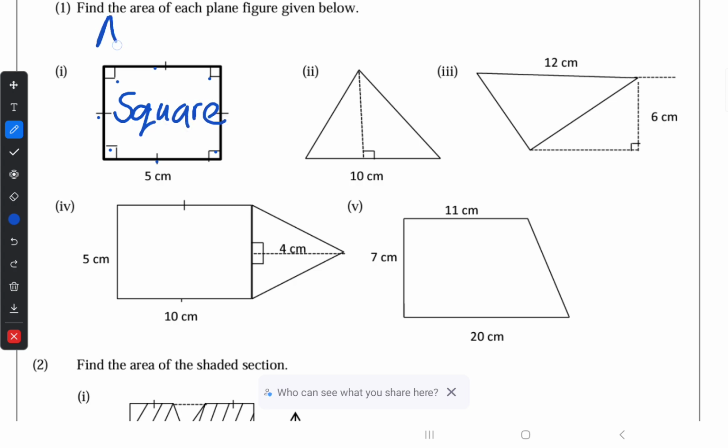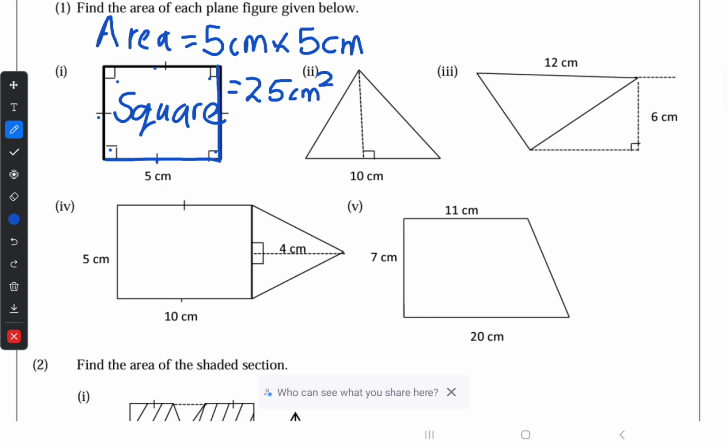To find the area of this square, you have to multiply length into width. But in this case, for a square, length and width are both the same. When you look at this, it is 5 centimeters length and the width is also exactly 5 centimeters. So when we multiply, the area of this figure is 25 square centimeters. That is the way you have to find your area for this square.